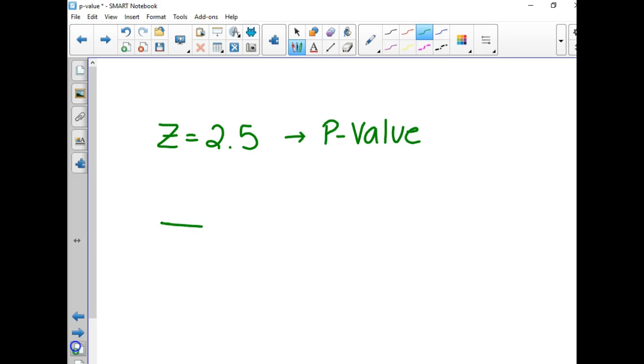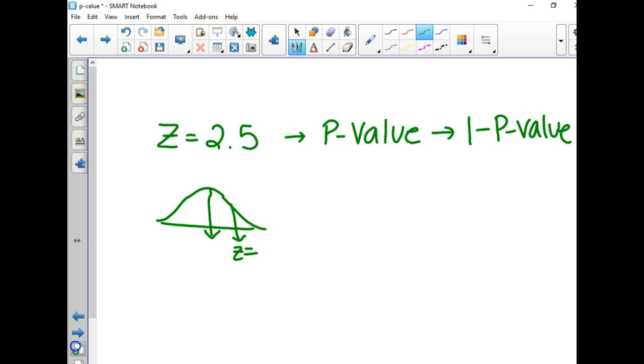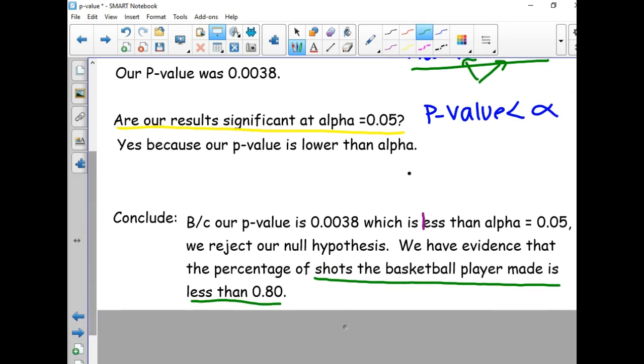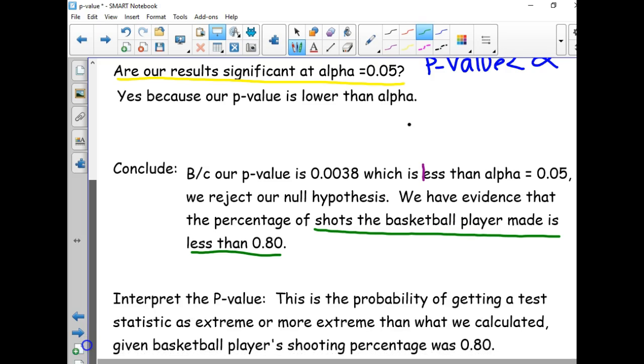Now, because this z-score is on the positive values, you still have to subtract from 1 whatever that p-value is. And then when you're concluding, you don't need it in context because I don't give you any context. And I'll have the key on the table so you can check what I mean by that. All right, and then lastly, I'm going to ask you to interpret that p-value and interpret it in context.